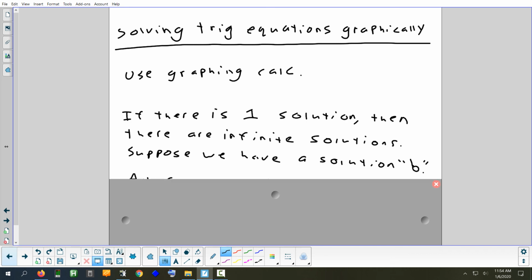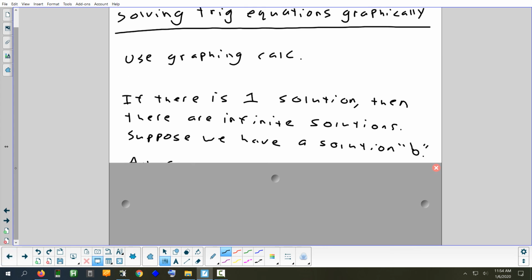Okay? So I just told you guys that. If you can find one solution, then it means you have infinite solutions, because that solution will repeat forever. So suppose you use your calculator, you do second calc intersect, and you find one solution.